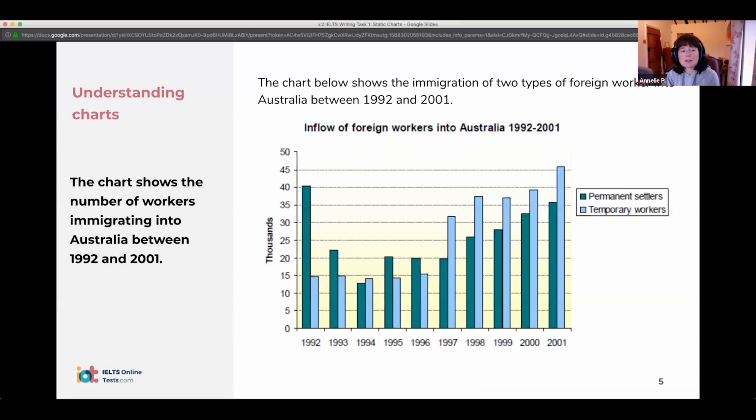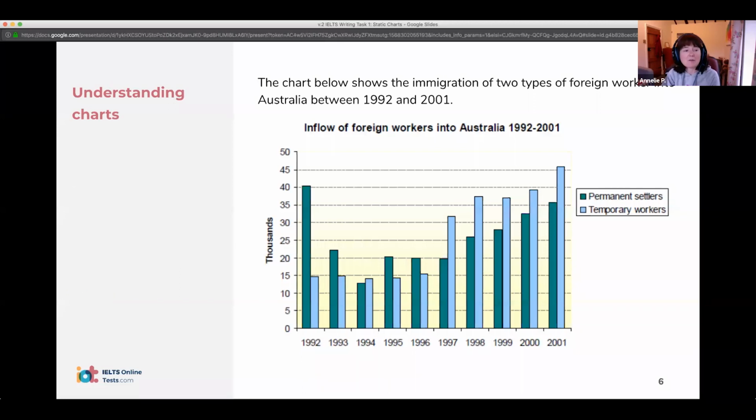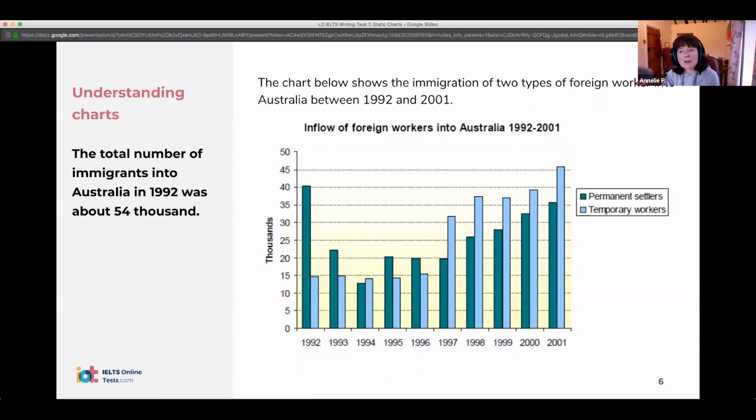So what about this one? The number of workers immigrating into Australia between 1992 and 2001. What do you think? Got the timeline right? I think we got a plus. True. Yes, okay, it's exactly that. It's people immigrating into Australia and for work. So it's specifically people who are coming in for work. Okay, how about this one?